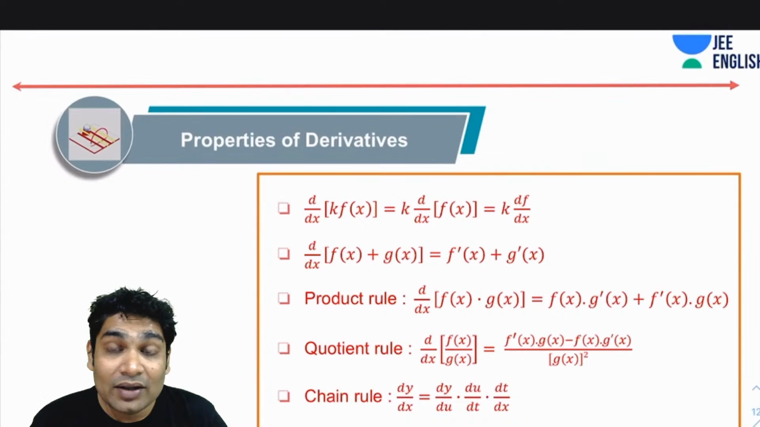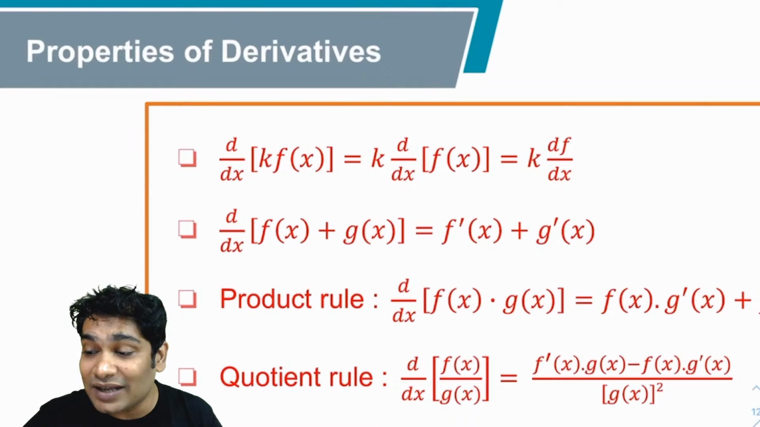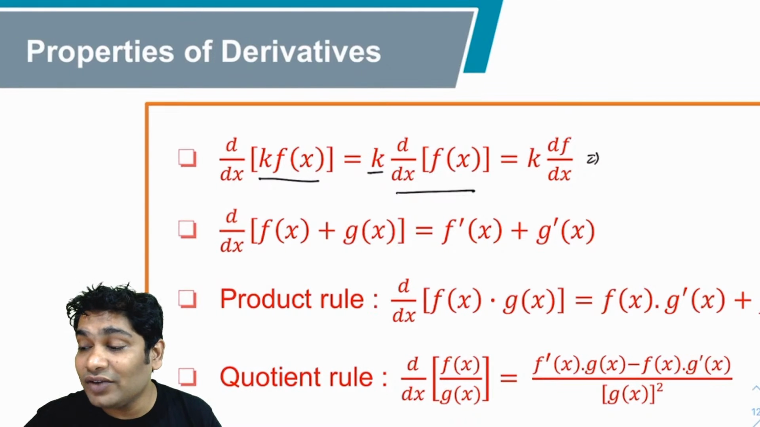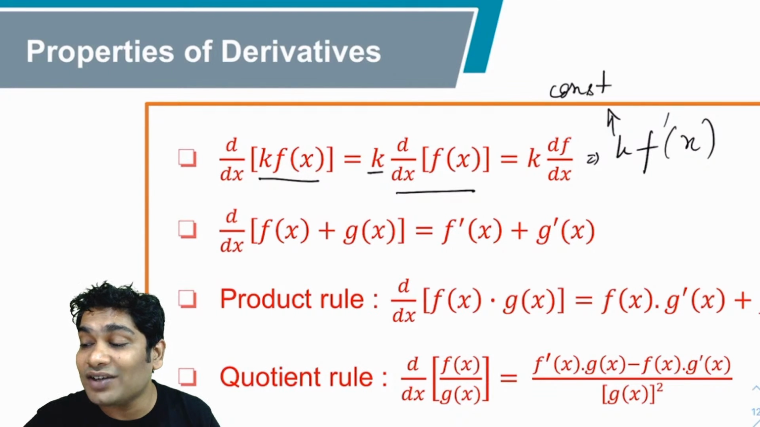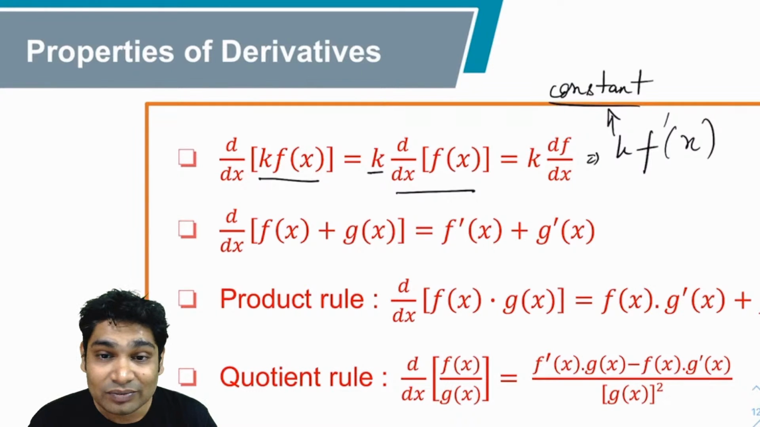So we discussed how to get some of the derivatives yesterday, and let's discuss some of the properties of derivatives now. The first property, if you remember, is that d by dx of k times f(x), where k is a constant, is k times d by dx of f(x). We can also write this as k times f dash x, where k is a constant. So if any function multiplied by a constant is getting differentiated, you can write the derivative as k times the derivative of the function.